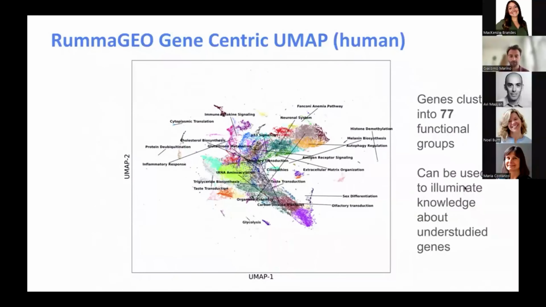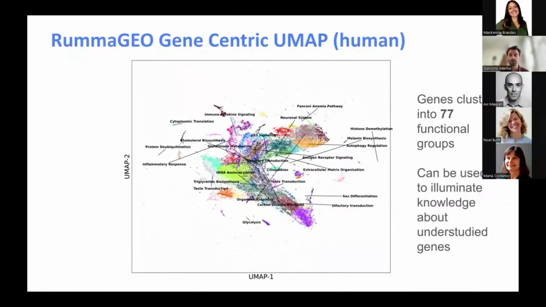Another interesting analysis that we conducted was to take the human RummaGEO gene set library and transpose it. So now we're looking at genes instead of gene sets. If we cluster this collection of genes by what gene sets they're in, then we find, in the case of humans, 77 functional groups.